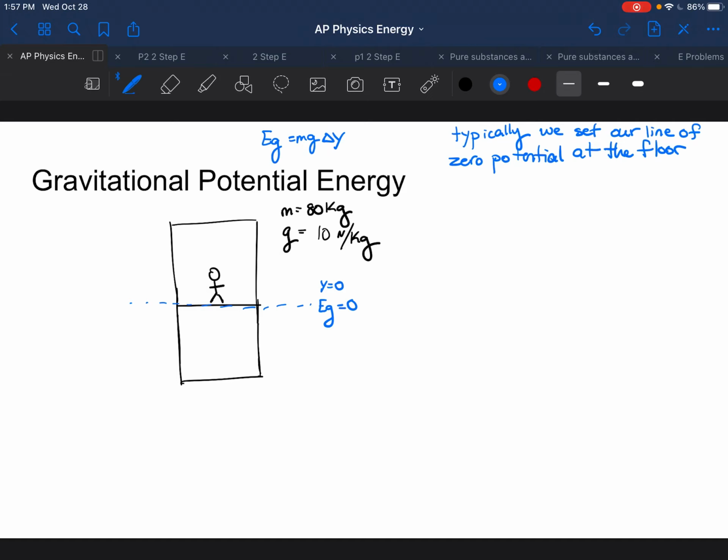So in the room here, my EG is 0. Now, if I were to take myself and go outside the room and stand on the floor, let's say there's a difference of 10 meters here. So this is my starting point, and then down here would be my final point.